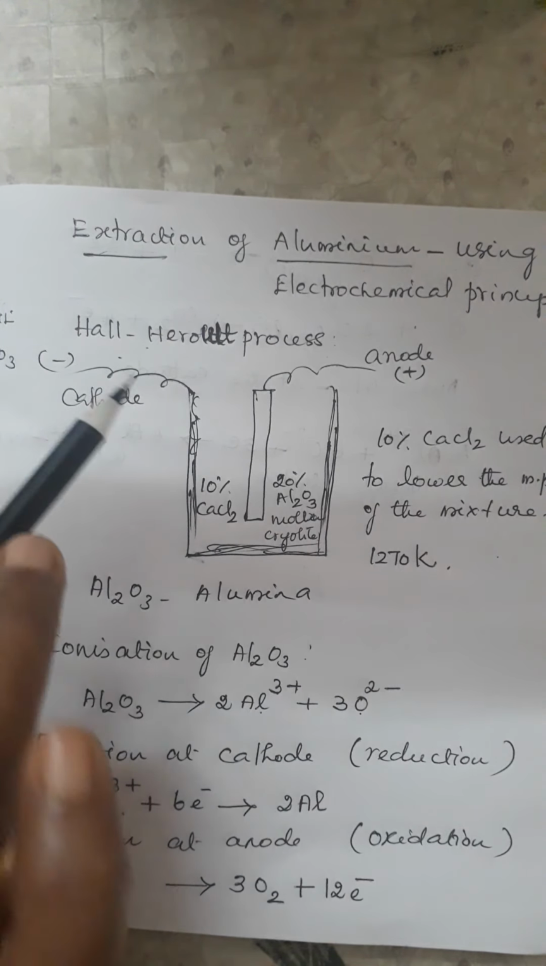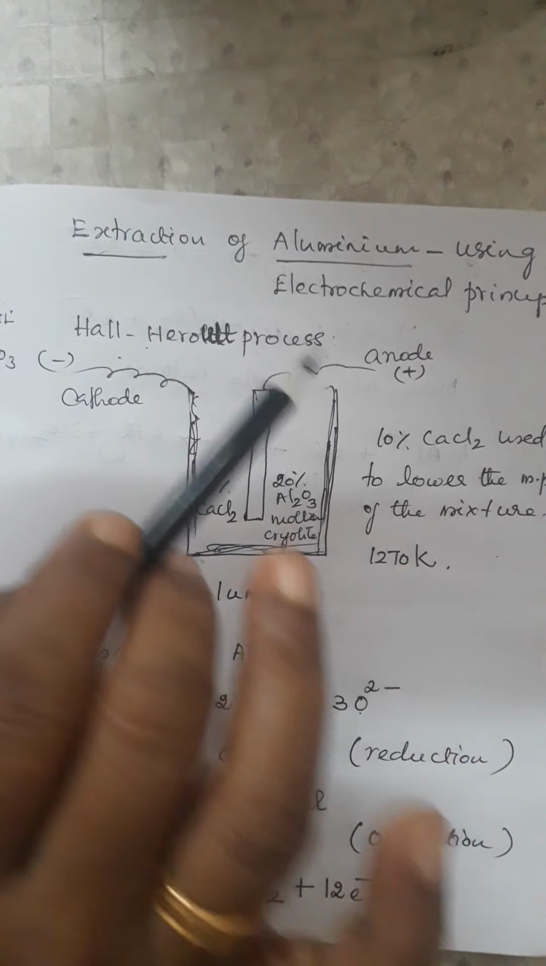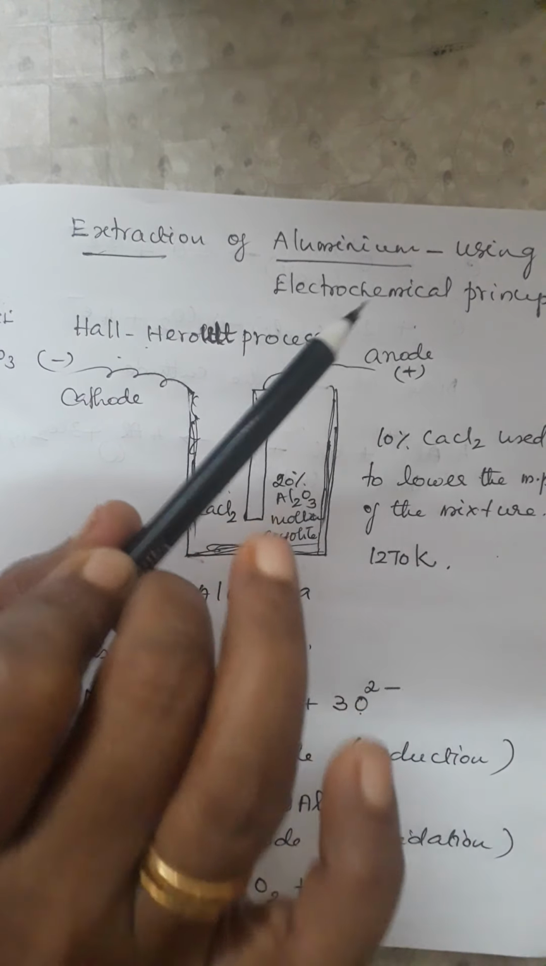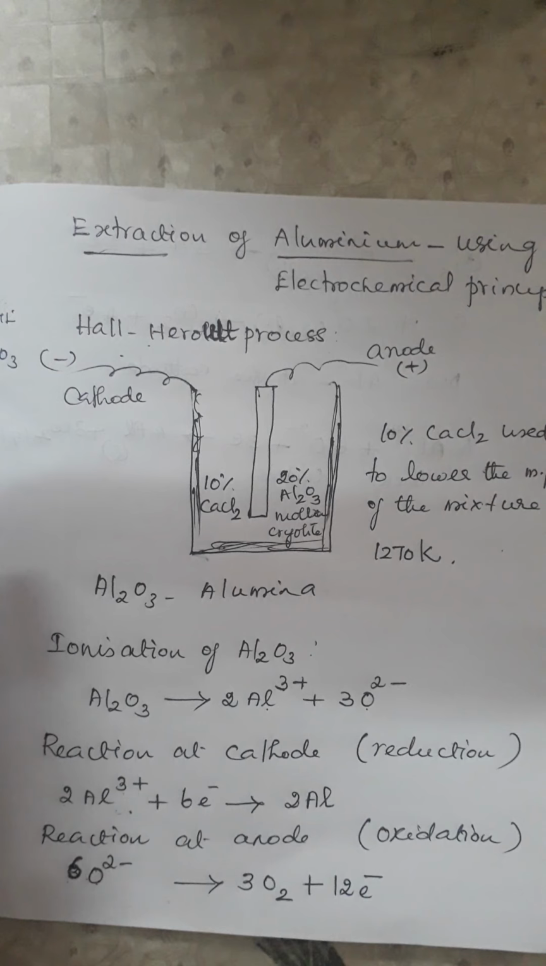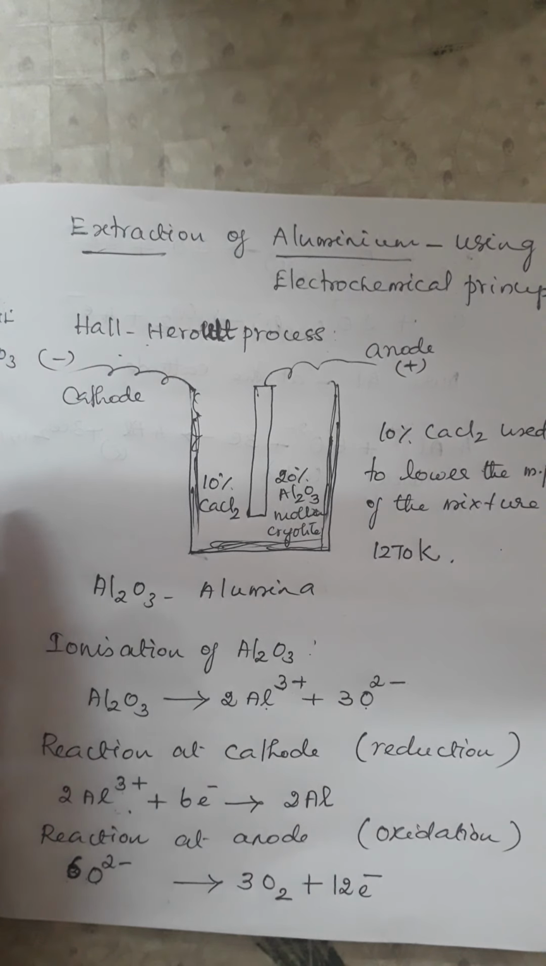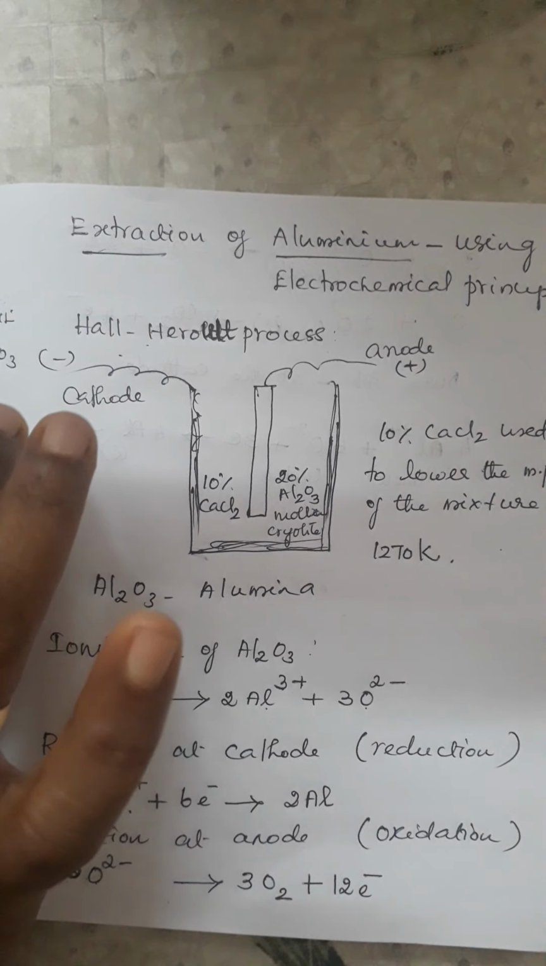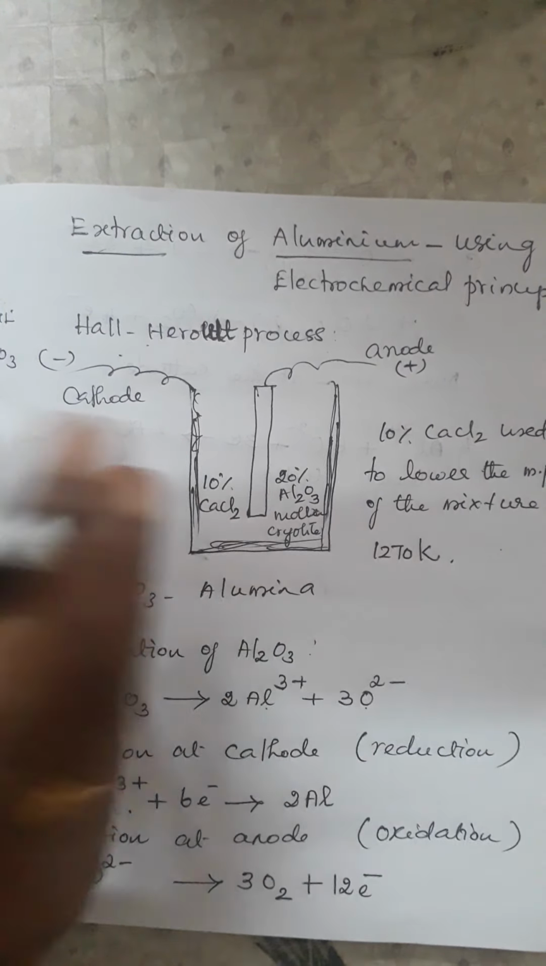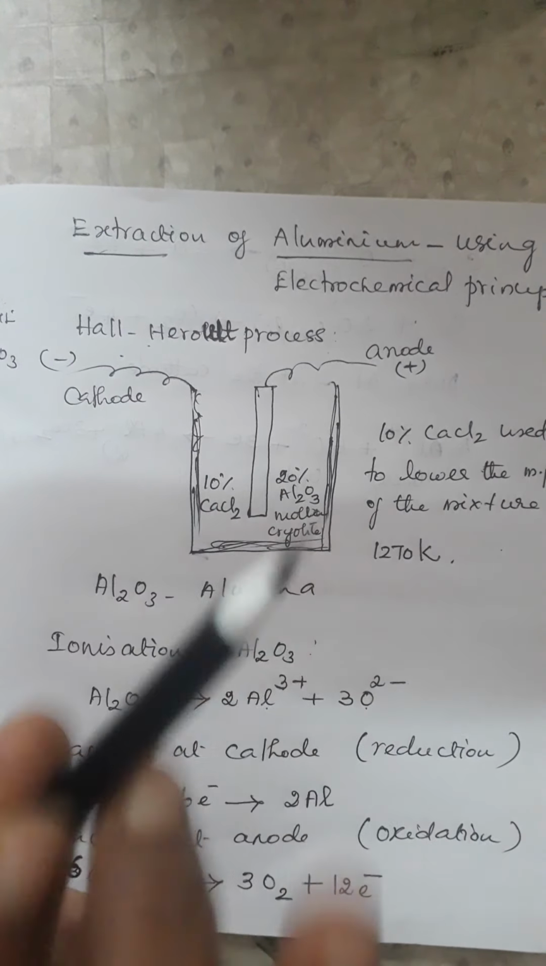அலுமினால் இருந்து எக்ஸ்ட்ராக்ட் பண்ணுறதுக்கு நம்ம யூஸ் பண்ணுறோம் using electrochemical principle. Electrochemical principle means the metal ion is reduced using a suitable reducing agent or by electrolysis. எலக்ட்ரோலைஸ் பண்ணணும் அல்லது suitable reducing agent யூஸ் பண்ணணும்.